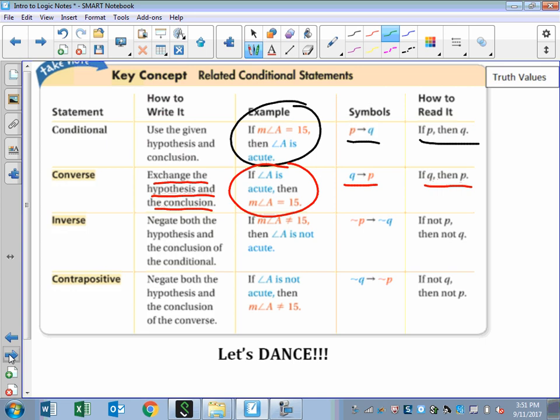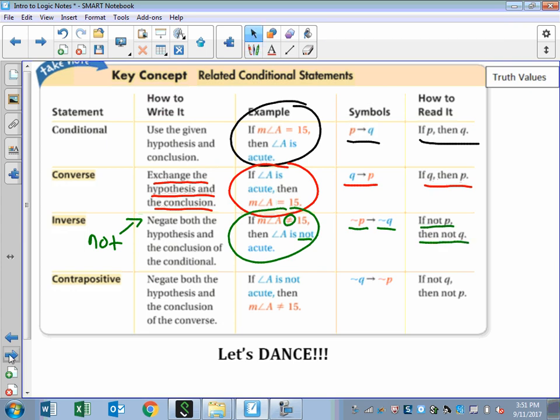The next type of statement is inverse, where you negate both the hypothesis and the conclusion of the conditional. So negate just means you turn it into a not statement. Okay, kind of the opposite. So if we look at the example, we have if the measure of angle A does not equal 115, then angle A is not obtuse. So you can see how we negated that by adding the word not. The way you're going to write that is you put a little squiggly in front of it. Not, if not P, then not Q.